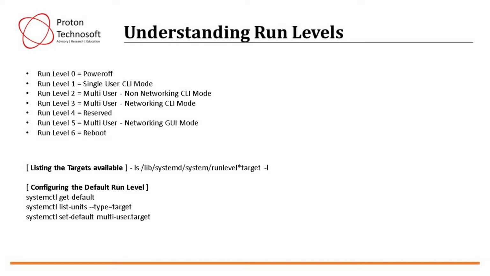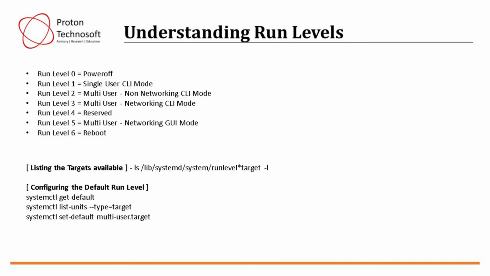Here in Linux, the run levels are very well defined. Now with the newer operating systems, these are also called targets. So run level 0 usually defines a power off situation. If on a Linux system I do a power off, or if I say init 0, it will shut down my system. If I put init 6, it will restart my system. If I say init 1, it will take me to single user mode, and that too on the CLI. So I will be in single user CLI mode.